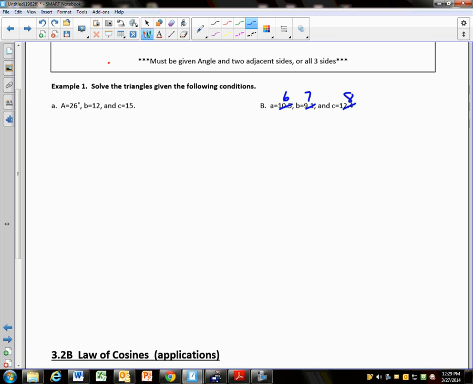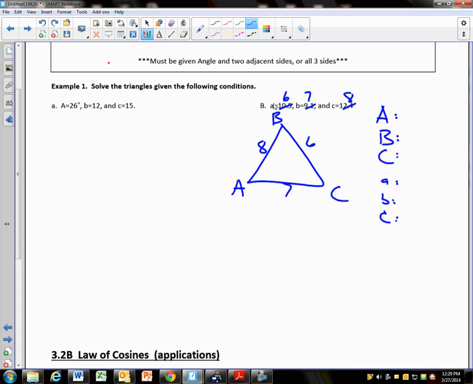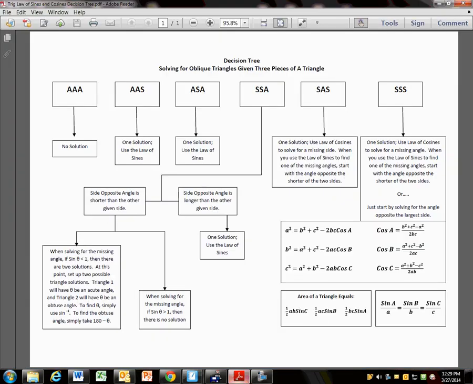The first question is, when you draw this triangle, you have A, B, and C. A is 6, B is 7, C is 8. Can you identify which of the 6 cases you're talking about? Side, side, side. Three sides, no angles. Look at what your decision tree says. It says one solution, use the law of cosines. Forget about the rest of this and jump to the bottom. It says start by solving for the angle opposite the largest side.